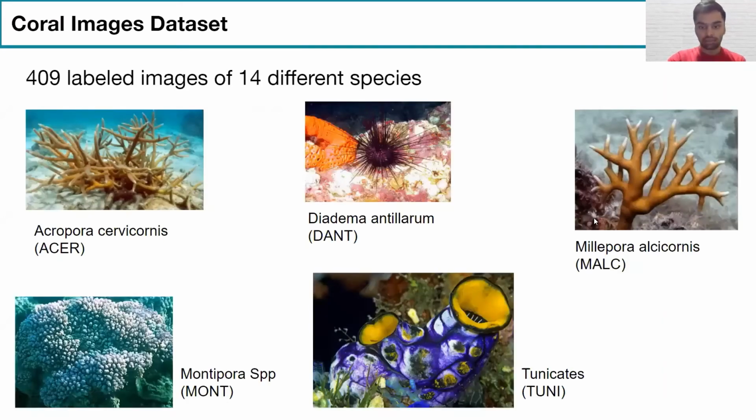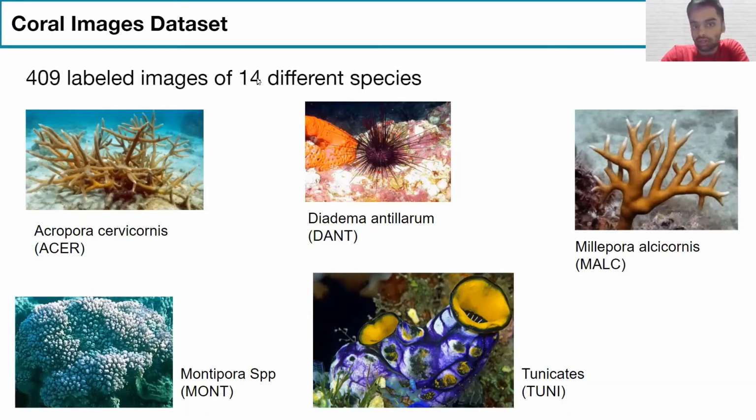These are some example images from the data set. So the data set contained 409 images of 14 different species of animals. And these words in the brackets are how these images were labeled. They're keywords which represent the species of these animals.